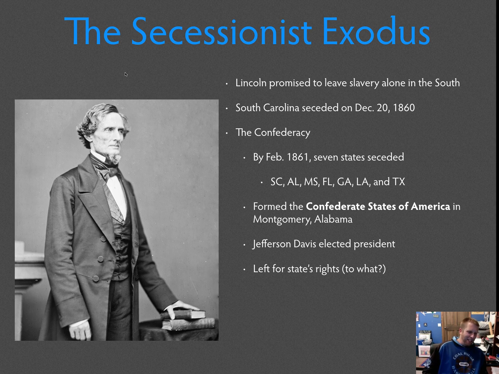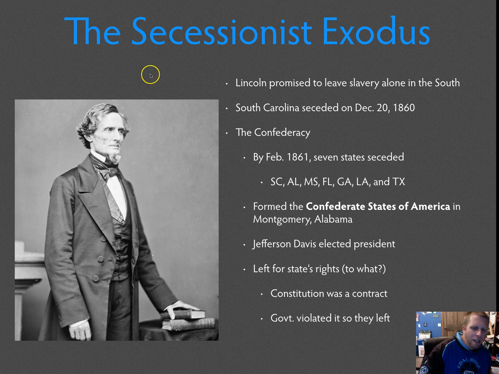They claim legally that they formed the Constitution as a contract. These states, some of them existed before the Constitution, and by entering the contract, there were certain things that needed to be upheld. Protecting their rights, enforcing the Fugitive Slave Act. And because this contract was broken, they legally could flee and leave the Union. And this was the legal basis of their secession. So the Constitution is a contract, the government violated it, so the Constitution was null and void, so they left and formed their own country.